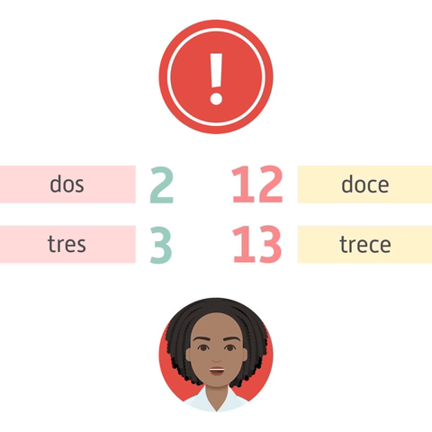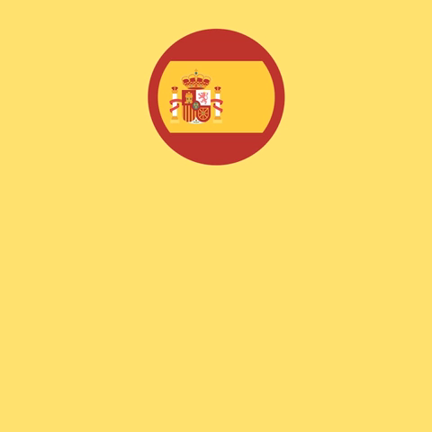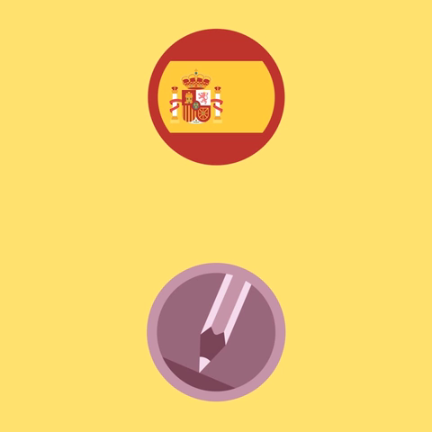Okay, with this in mind, let's go through a quick test. I'll read out 3 numbers in Spanish. Write down what they are in English. 2, 18, 7. Did you write them down? You should have 2, 18, and 7.